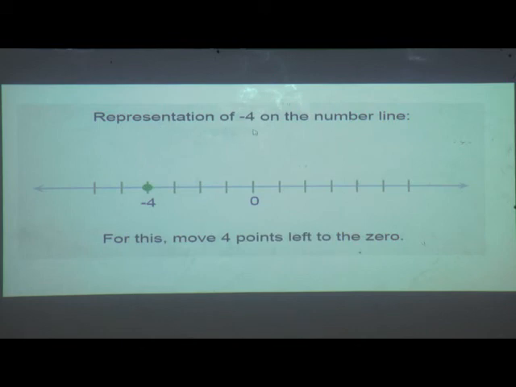Representation of -4 on the number line. As we know, since it is a negative number, we have to move towards the left side of 0. From the left side, let us jump towards -4: -1, -2, -3 and -4. We have moved 4 points to the left from 0 and we represented the number -4 on the number line.